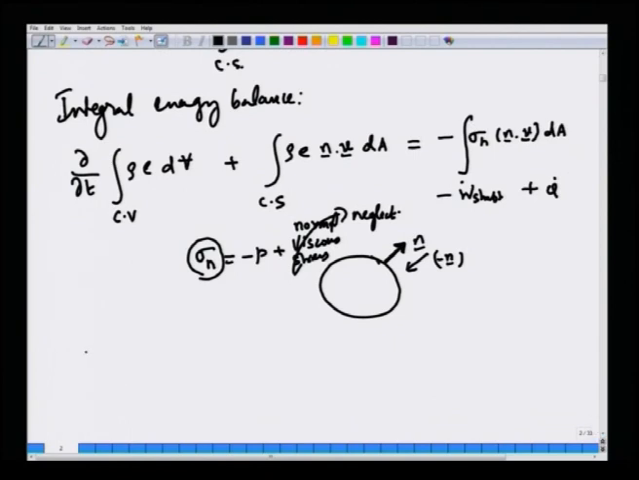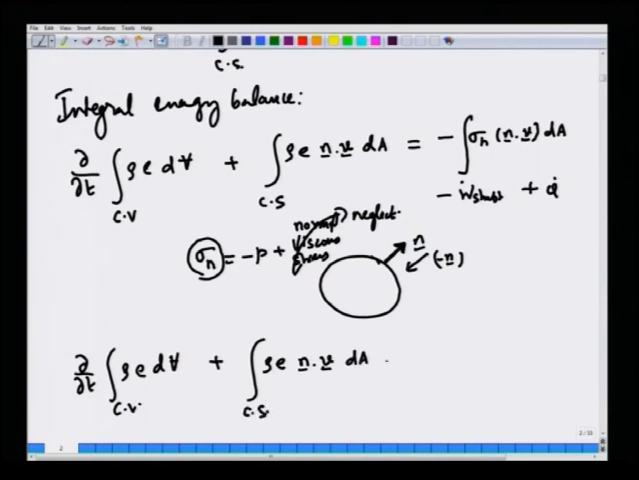So, we get the following expression: d/dt of the integral of rho e dV over the CV, plus the integral of rho e n dot V dA over the CS, is equal to minus W dot shaft plus Q plus the integral of P n dot V dA.